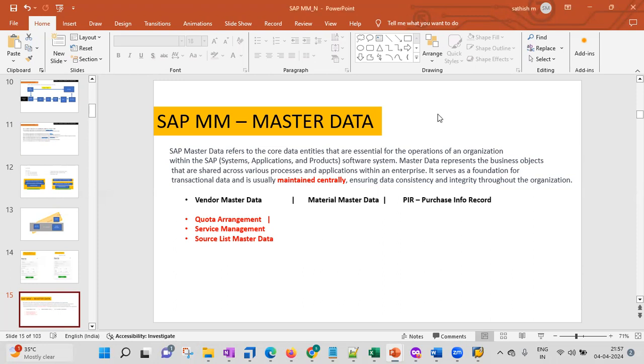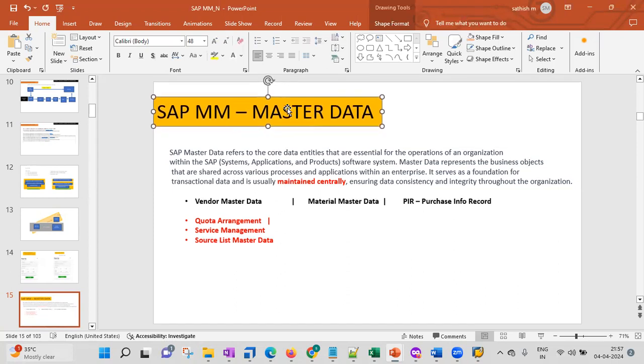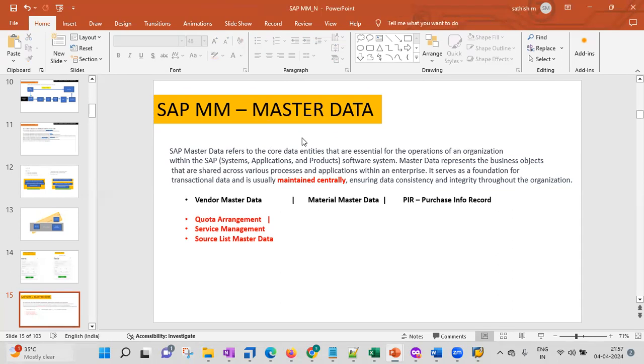Okay. So today's topic in SAP MM will be master data. What are master data in SAP? How does it work, and what do we do in master data? We will be learning about master data and how to do the master data configuration in SAP MM. MM means Material Management. We will learn about this.